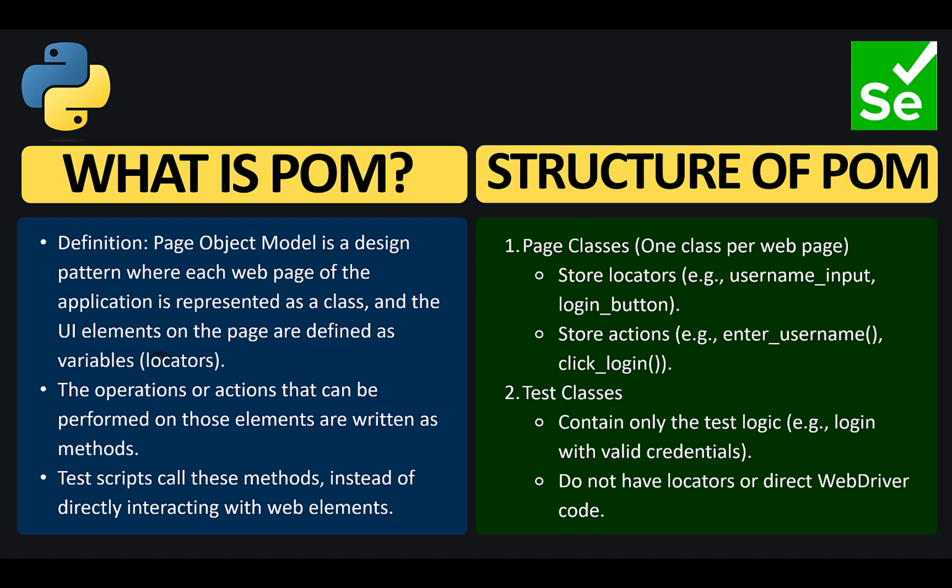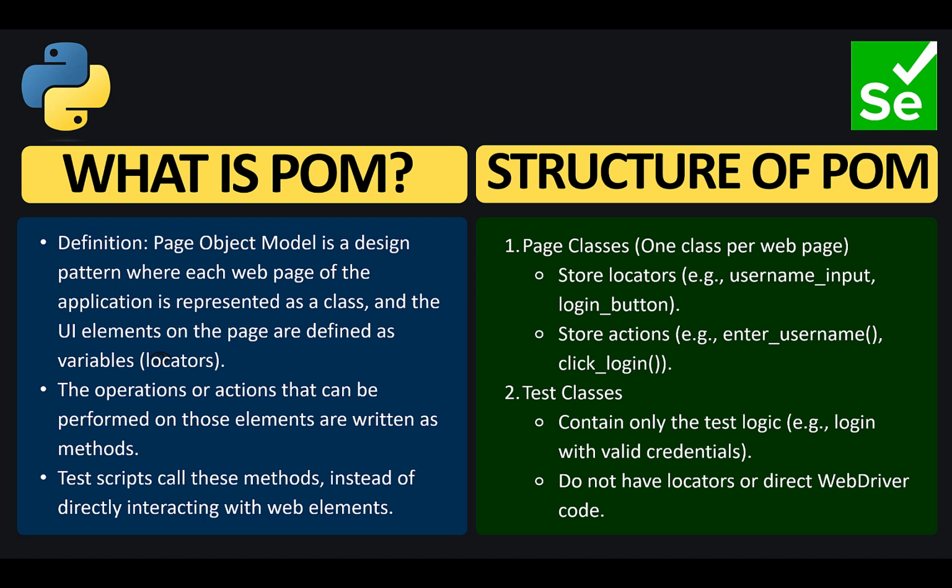Now, what is the page object model, or POM? Basically, it's a design pattern where each page of the application is represented as a class, and the UI elements of the page are defined as variables, which are basically locators. The operations or actions that can be performed on those elements are written as methods. Test scripts call these methods instead of directly interacting with the web elements.